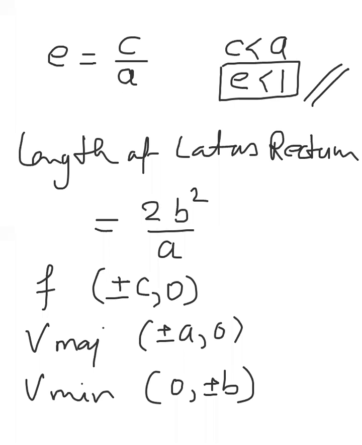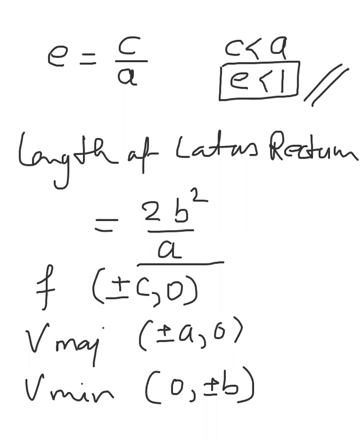Then it comes to eccentricity. The eccentricity of the ellipse is c upon a. Whatever figure we study, eccentricity will always be c upon a. The length of the latus rectum, even if the shape changes, will be 2b square upon a, and eccentricity will always be c upon a.